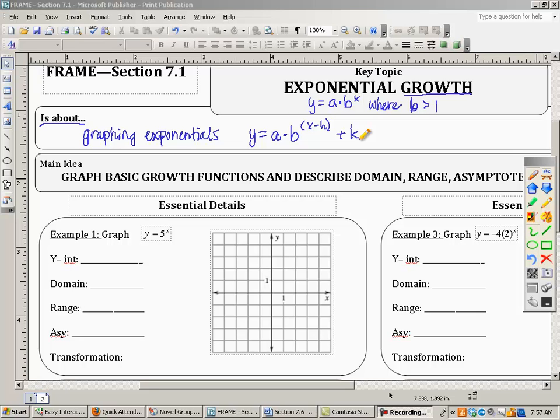So we're going to start first with this graph example number 1. And I'm actually going to rewrite this a second. I'm going to say this is 1 times 5 to the x. And the reason I'm doing this is because this 1 is pretty important as we go through. And I'll show you that. What we're going to do is make a table. For our exponentials, we're going to start with the basic -2, -1, 0, 1, and 2.